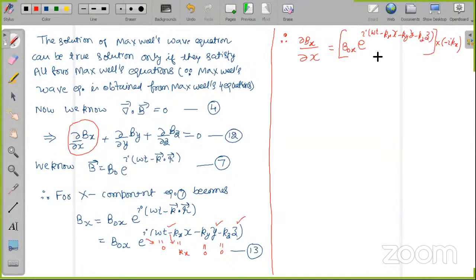Now, what is this quantity in the round bracket? It is bx. And this is minus iota kx. I have used equation 13, sorry. This is bx itself. So my answer is minus iota kx bx.